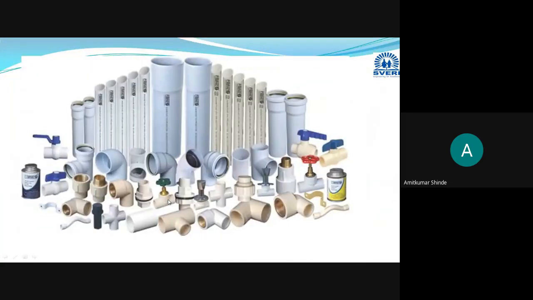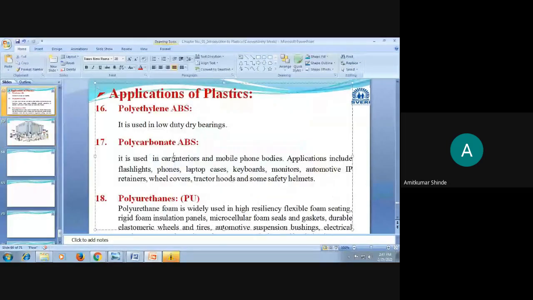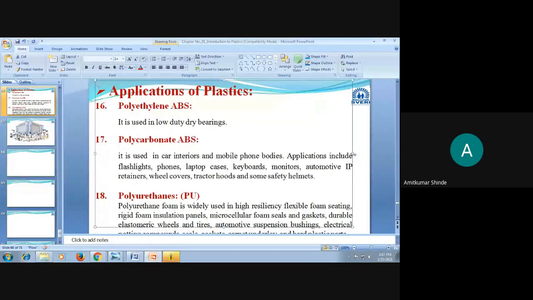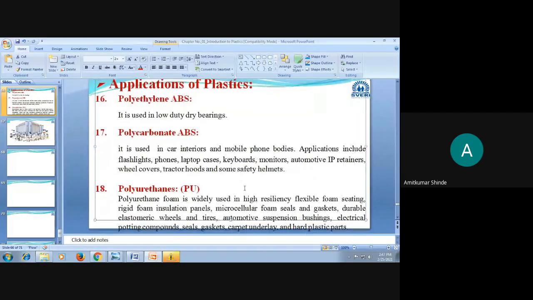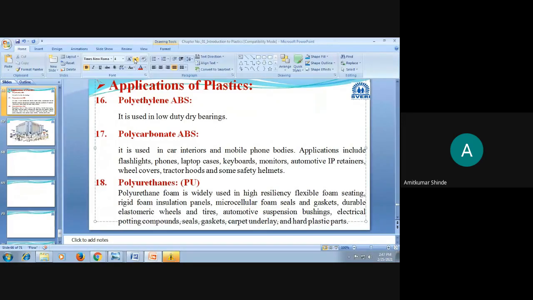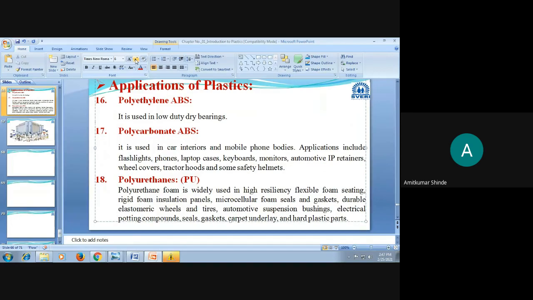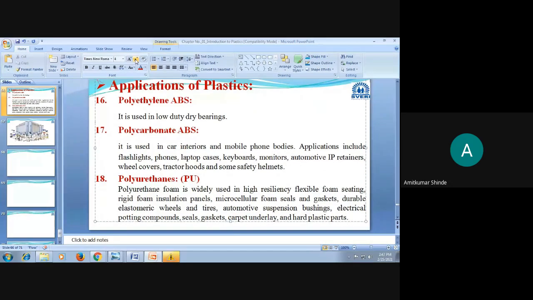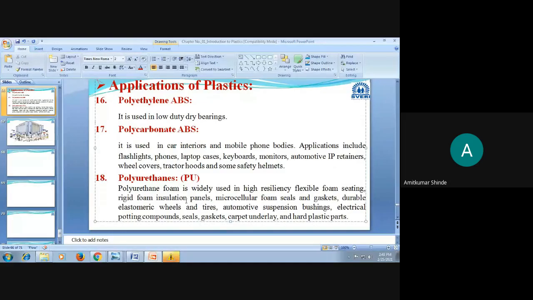Then next, this is the polyurethanes. This is the last part. A number of polymeric materials, plastic materials, are there, but for application purposes, I have collected this 17, 18 only. This is the polyurethanes. It is denoted by PU.